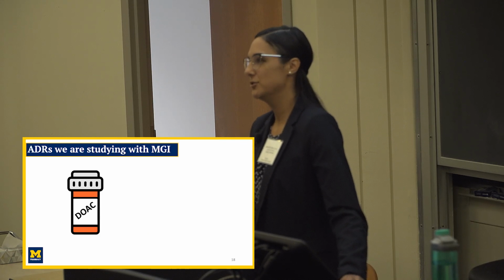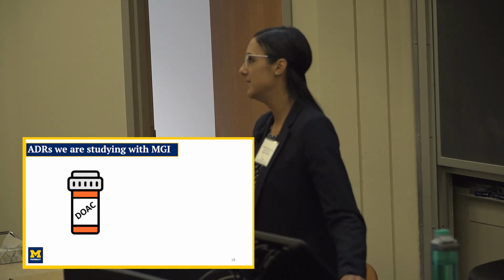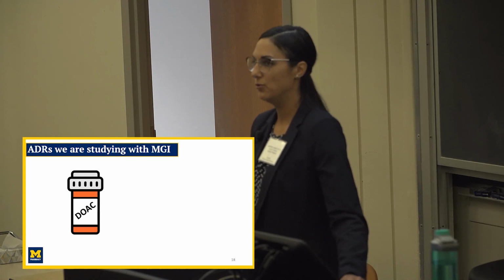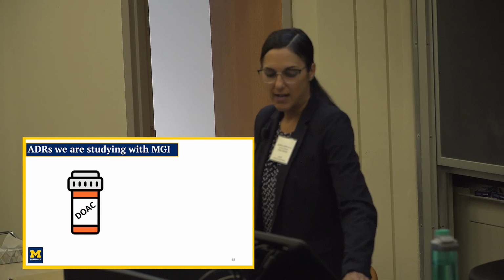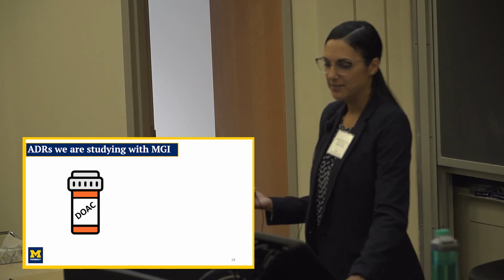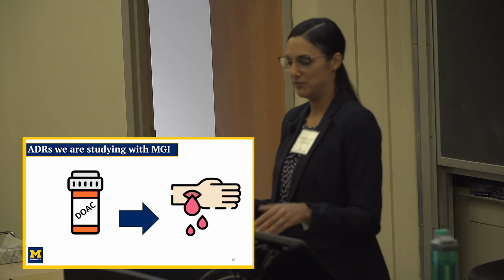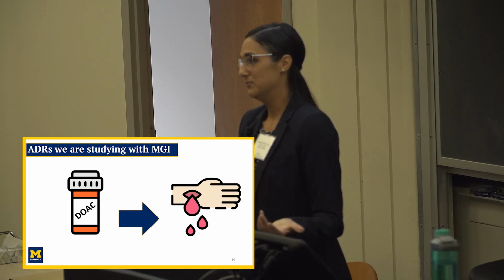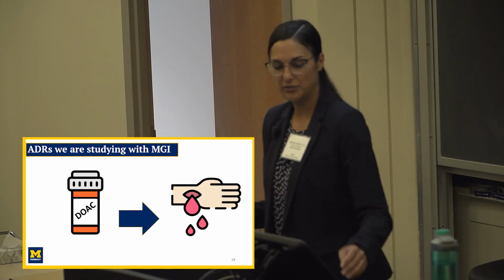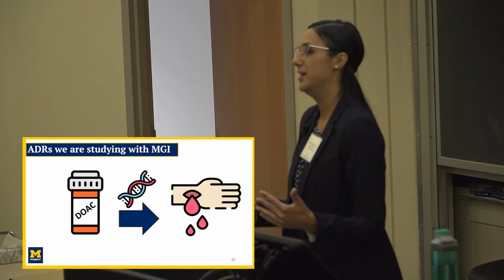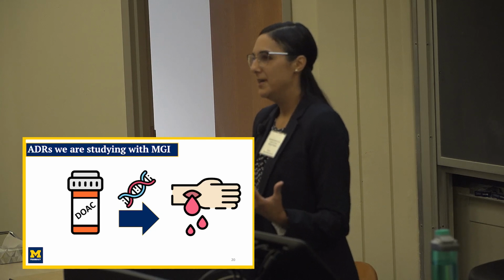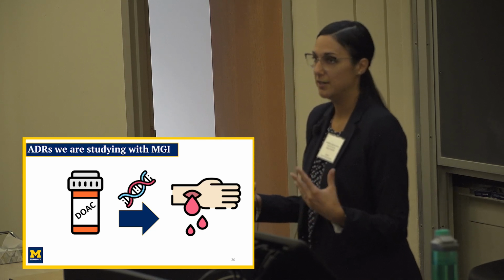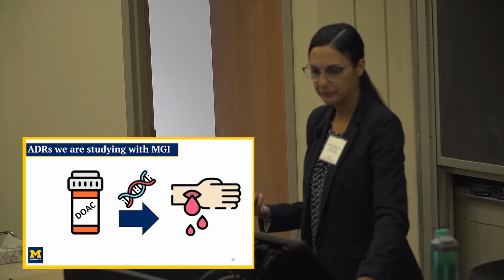We're also studying DOACs. DOAC stands for direct oral anticoagulant. This is a new class of blood thinner drugs that are kind of replacing an older blood thinner called warfarin. A major adverse effect, or too much effectiveness, from these drugs is bleeding. Some patients can bleed to death when they take these drugs. So we're using MGI to discover genetic variants to hopefully identify patients who are highly sensitive to these drugs and are at risk for serious bleeding.